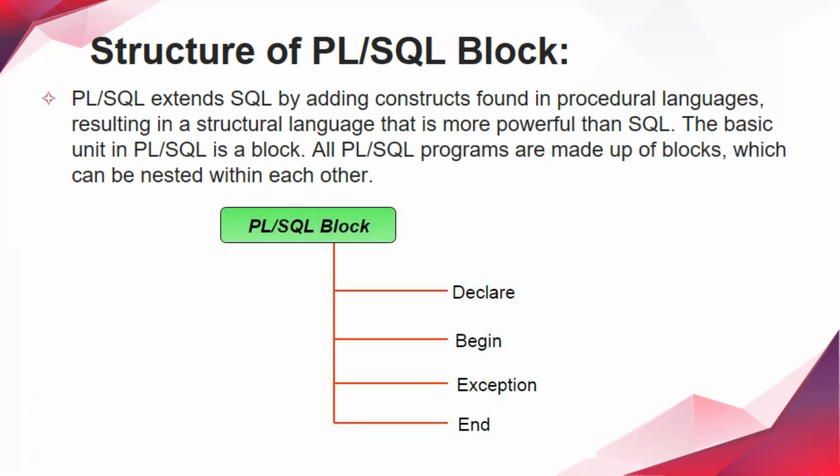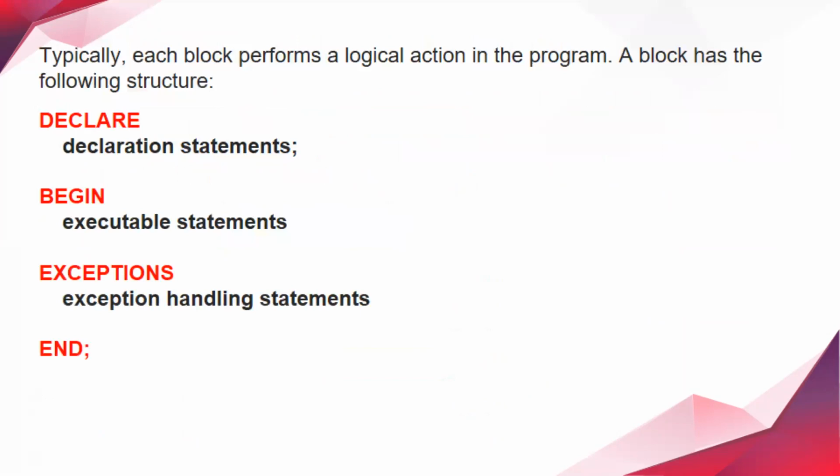In the declaration part, we have to declare your variables. In the begin section, you have to write the code for your program. And in exception, if any errors occur, this exception block will capture that error and display it. And finally, the end block. So in the declare part, declaration statements will be there. In the begin part, the executable statements will be there. In the exception part, your exception handling statements will be there. And finally, you have to end your program using the command end.